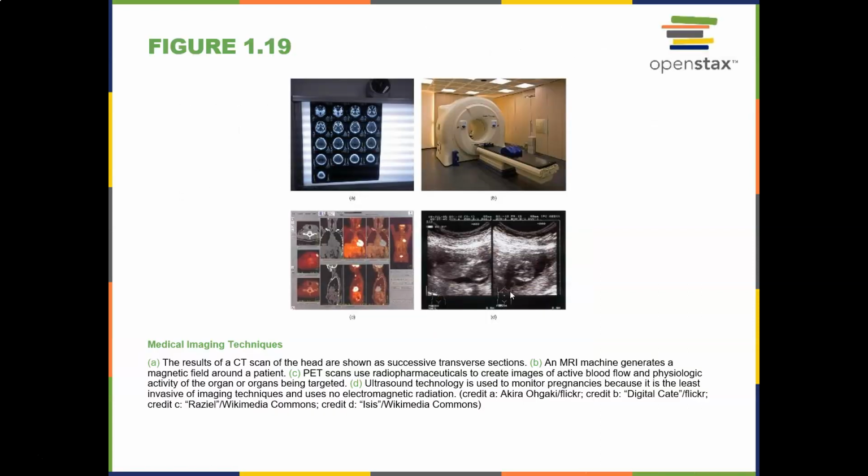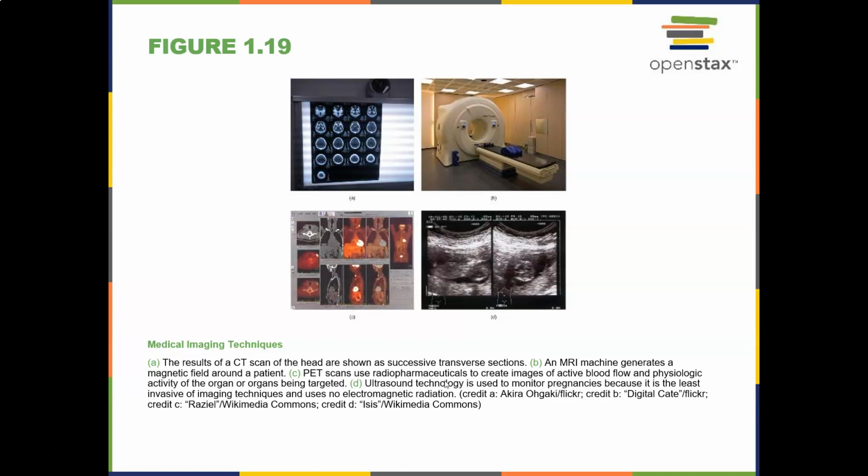So here is an MRI machine. Okay, so here's the magnet. Results of a CT scan of the head are shown in successive transverse. An MRI machine generates a magnetic field around the patient, so that's an MRI machine. Here is a CT scan. Here is a PET scan.